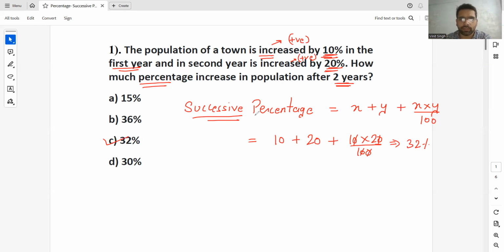Now, you can directly apply this formula and find out the answer. In case of increase, we will take it as a positive value. In case of decrease, we will take it as negative. Now, come to the next question.